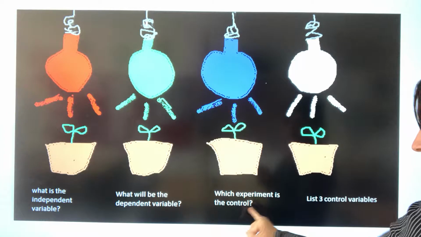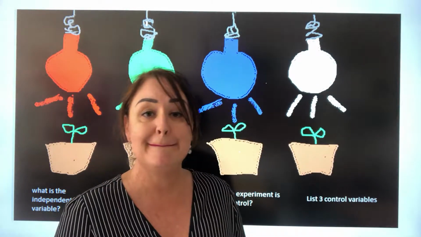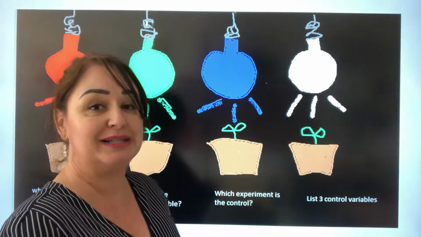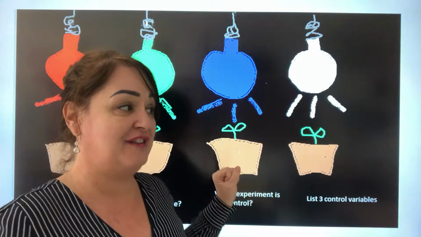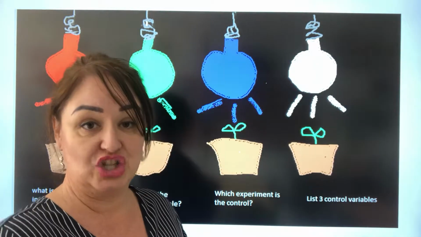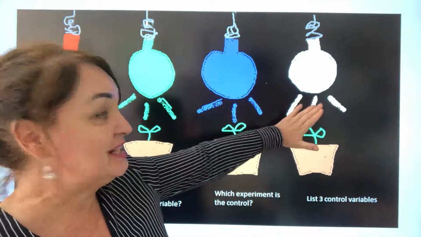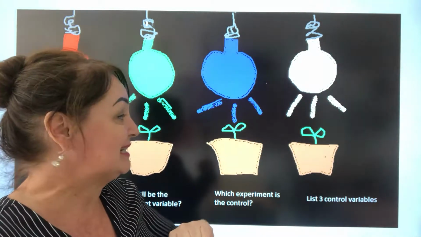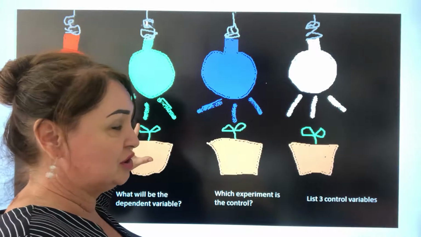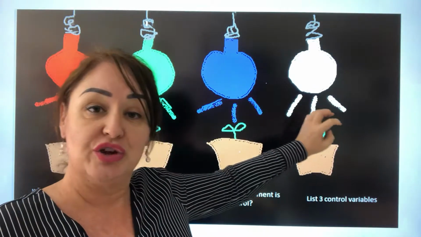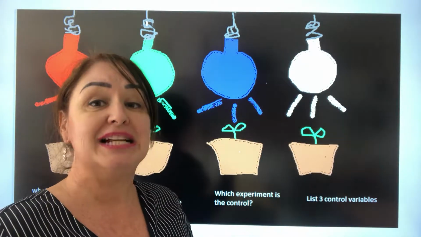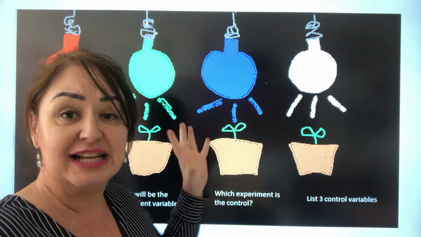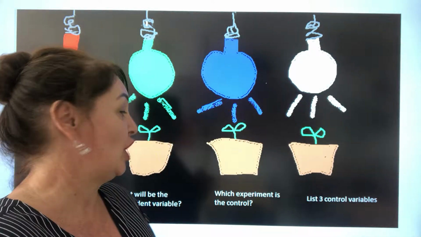Which experiment is our control? So if you remember, a control is set up to see if the independent variable is actually causing the change. So this experiment is our control because there's no colour. So basically, we're going to compare our results from that to the growth of just light. Basically, we're saying, is it the colour or is it just the fact that they've got light in the first place?